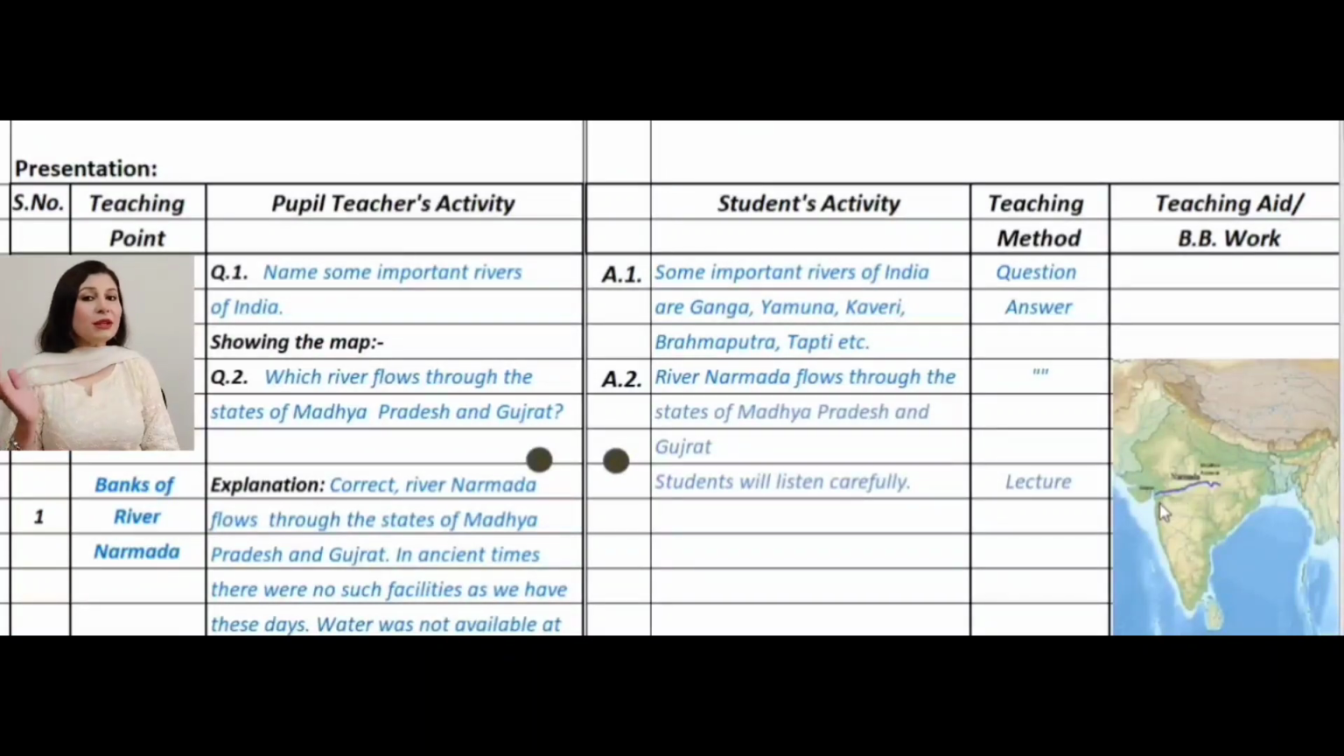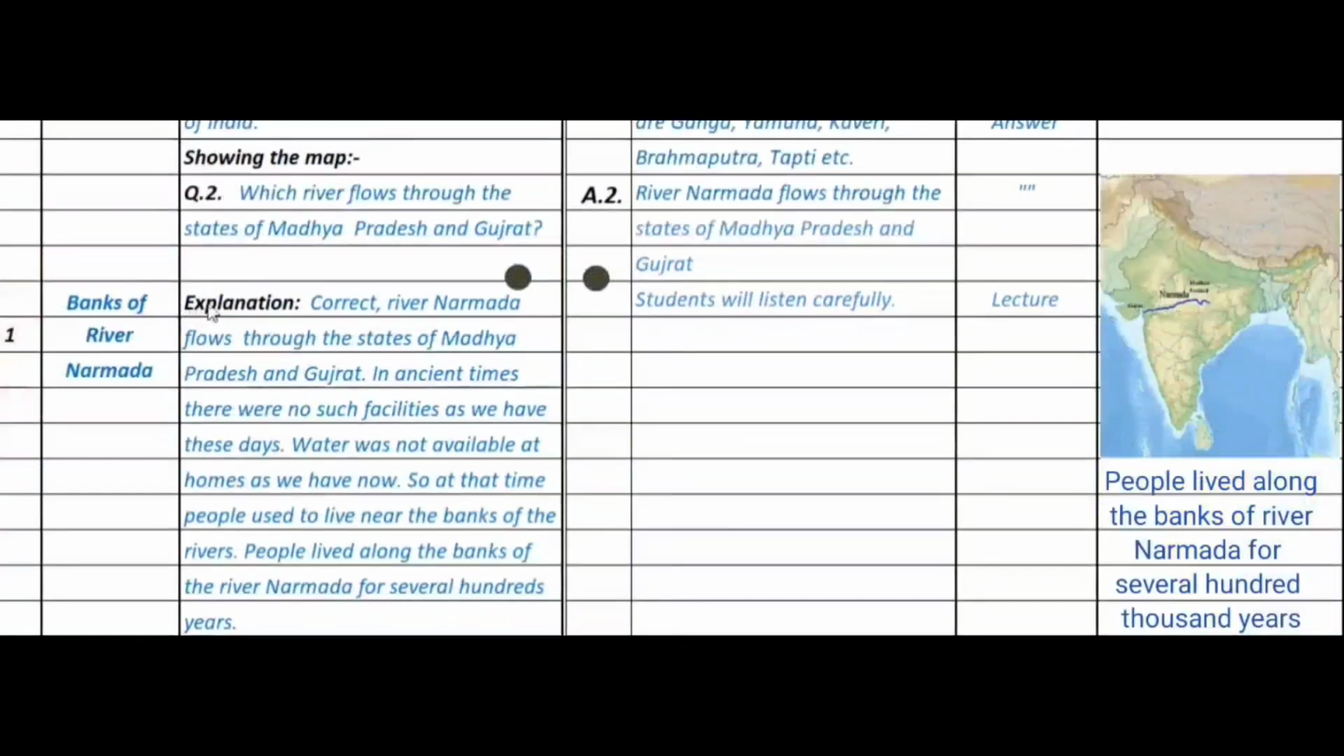And in this way they'll be able to learn that through which states river Narmada flows. So they will give the answer that river Narmada flows through the states of Madhya Pradesh and Gujarat. After this, we'll explain the concept and we'll say, correct. River Narmada flows through the states of Madhya Pradesh and Gujarat. In ancient times, there were no such facilities as we have these days. Water was not available at homes as we have now. So people used to live near the river. People lived along the banks of river Narmada for several hundred years.